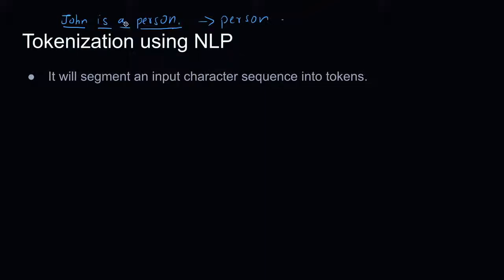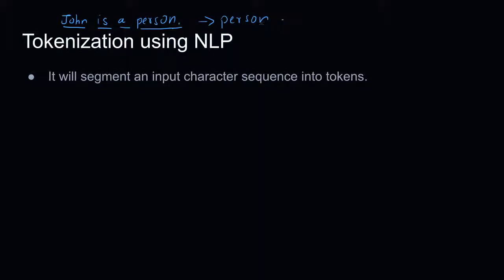The first approach would be splitting using whitespace. So John is the first word, is the second word, a is the third word, and person dot is the fourth word. Here we can't use that person dot for further processing easily. So we need a better tokenization approach. Better tokenization means we need to split this person dot into person, whitespace, dot, and then only can we use this in output for further processing.